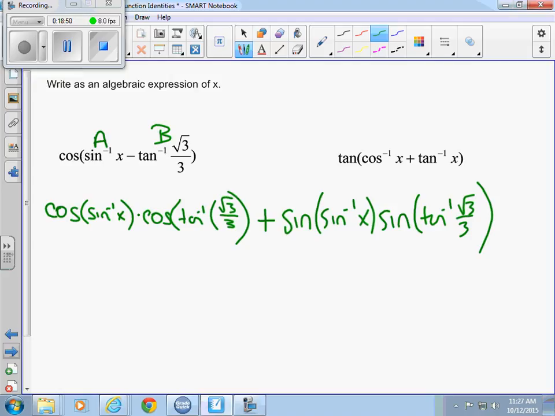And I want an algebraic expression with just x's. Okay, good. Sine of sine inverse just cancels and you just get x there, right? So that's pretty easy. The others I'm going to have to draw some pictures. What angle would make tangent radical 3 over 3? But you actually probably even know the angle that would cause that.